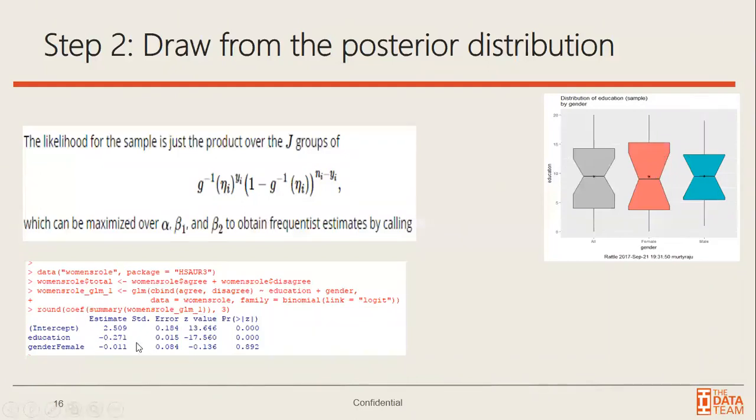So here in the generalized linear model, it's a GLM, and Y is dependent on education plus gender. It's a very simple model as an example, where the data is the women's role data. It's a small data set from the HSAUR package. I'm not sure whether it's there in Python, but this is a freely public data set.